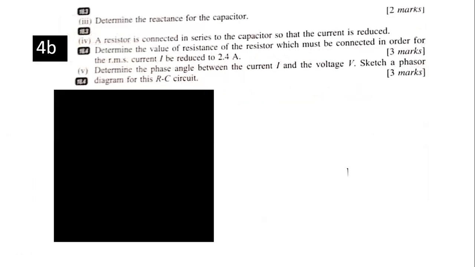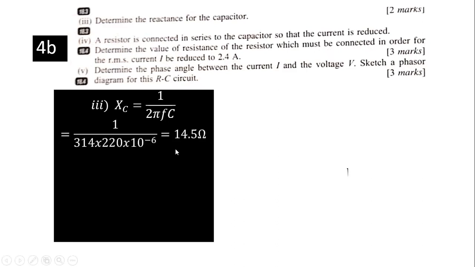Determine the reactance of the capacitor. Okay, 1 over 2 pi FC. In case, get you to remember the formula. 2 pi F is 314. That's your capacitance. Calculate out.